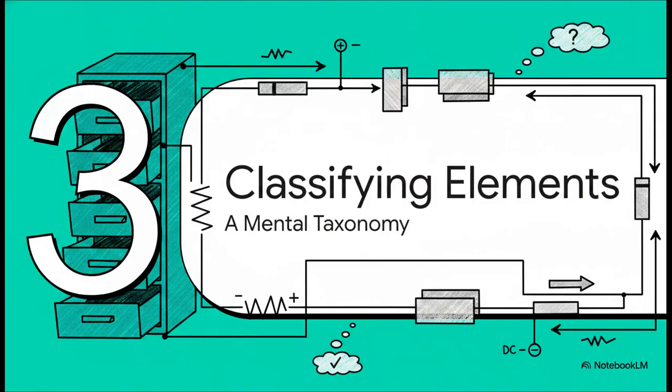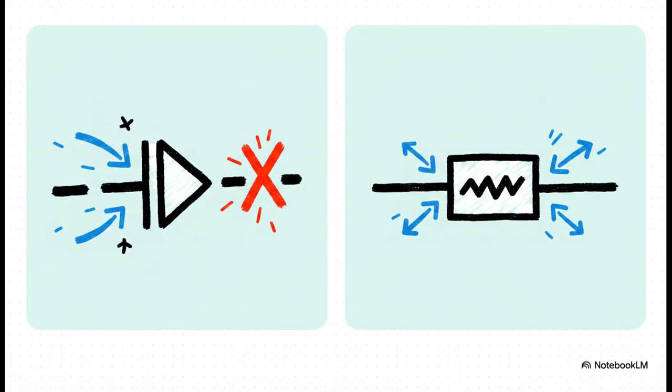Let's build out that mental filing cabinet a bit more. Section 3, classifying circuit elements. First up, we can categorize these elements by how they handle direction. Unilateral elements have behaviors that totally depend on the direction of the current. They're basically one-way streets. Diodes are a perfect example of this. They only let electricity flow safely in one direction.